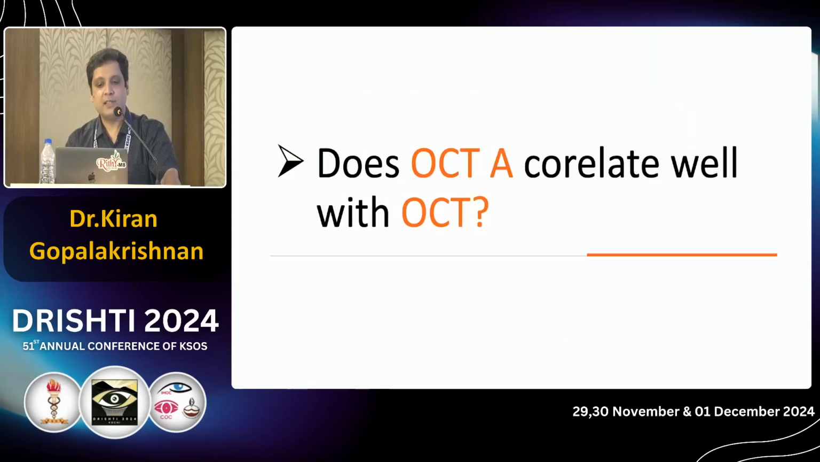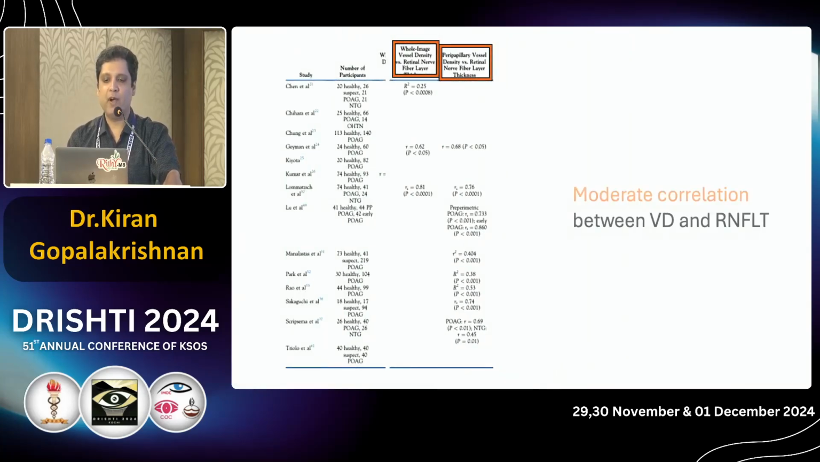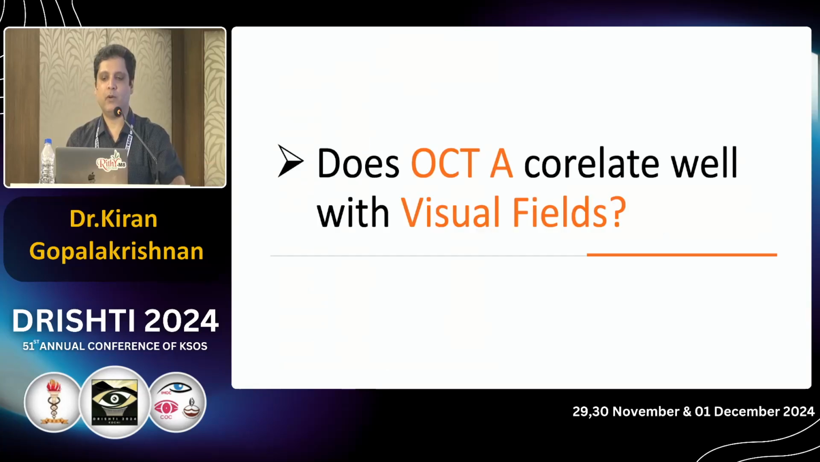And the other question is, can OCTA correlate well with a well-validated test for glaucoma like your structural OCT? And the answer is again, yes, it can correlate well. This is an OTA, ophthalmic technology assessment from the American Academy. You find that there is a moderate correlation between vessel density and RNFL thickness, if you look at the R and the R square values there.